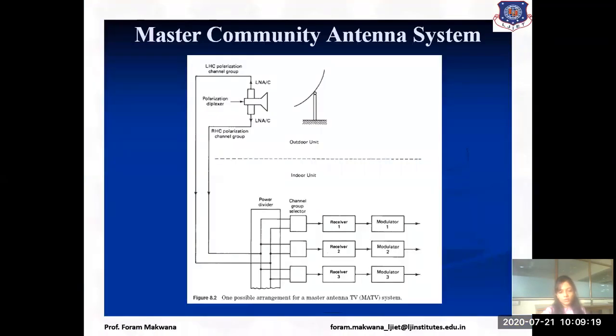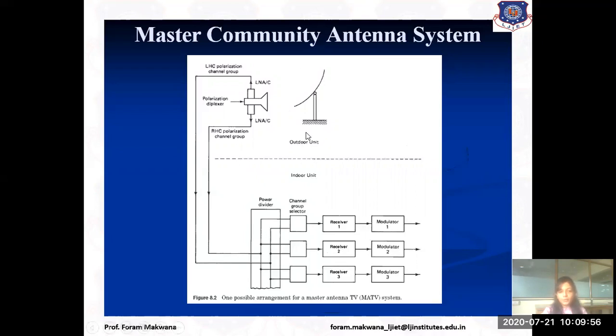First of all, we are focusing on the master antenna TV system. You can see from this diagram, over here outdoor unit and indoor unit are there, okay, as similar to the receive only home TV system. But the only difference is in the indoor unit, receive only home TV system has only one receiver. But over here we are able to see that there are a number of receivers.